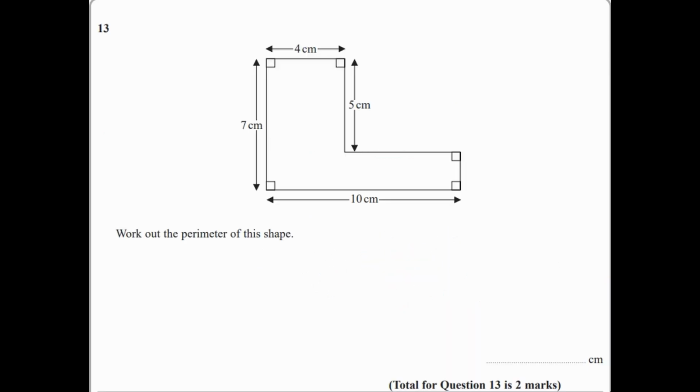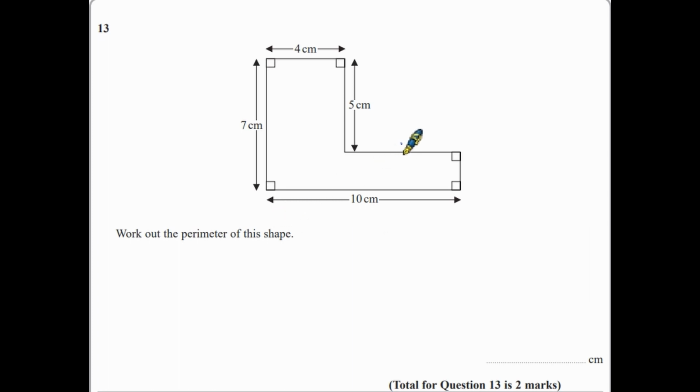Question 13, work out the perimeter of this shape. So we have a kind of L shape, and we are given most of the lengths of the sides. Don't forget, perimeter is the outside edge. A couple of sides missing that we need to work out first.